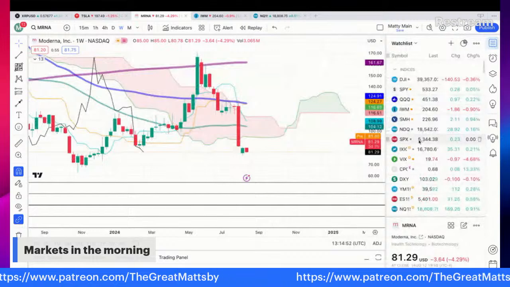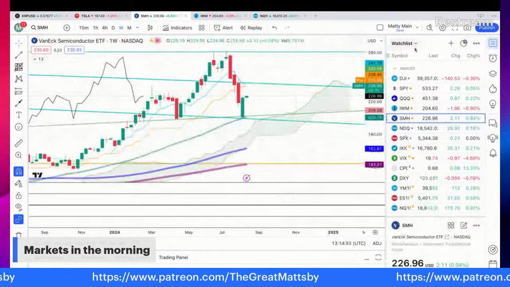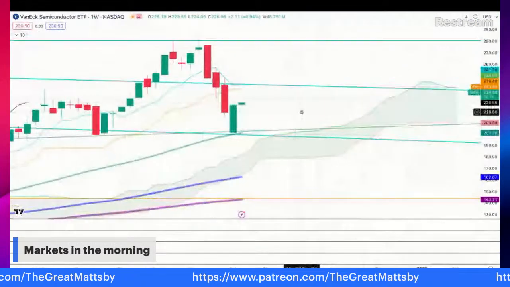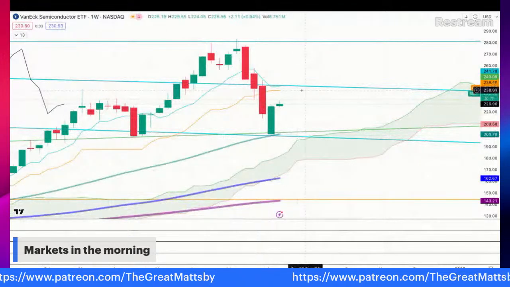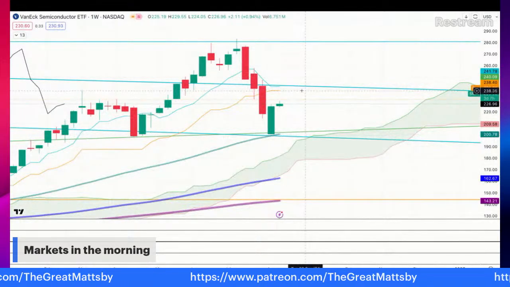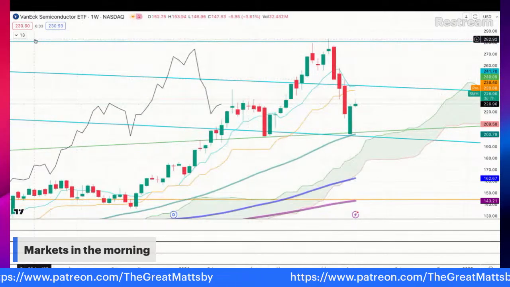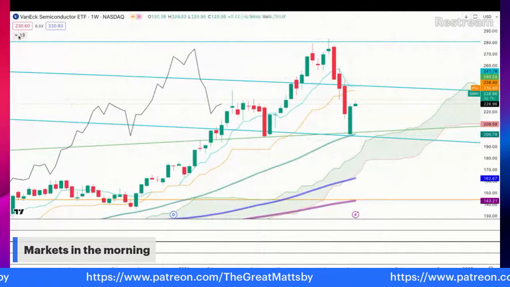Let's see here. Anybody? Let's check out the SMH. Just want to see where that's at pre-market. Okay, yeah, SMH is up at 230. Lots of resistance up here, 240s, 242 or so.